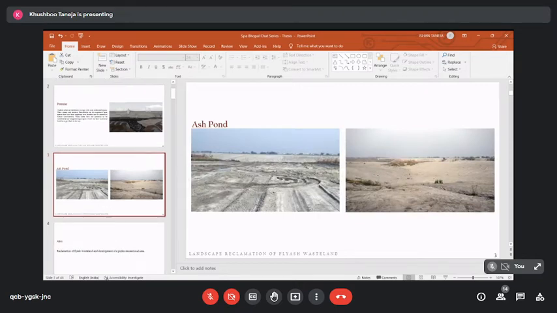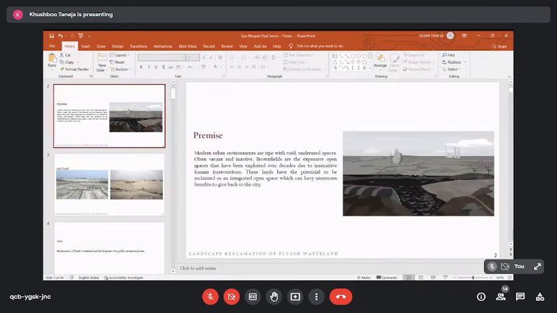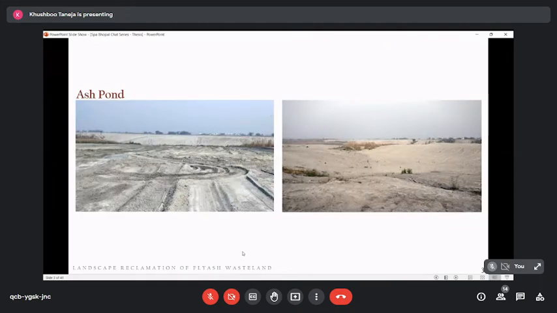Yeah, now it's changing. Alright, so this was the first slide which I was speaking on, the premise, and now I want to show you how an ash pond looks. This is how the site looks. It was all grey. Grey is the major color here. Everything was grey. All of this ash was all across this land. There were a few grasses growing here and there, which were obviously wild ones.